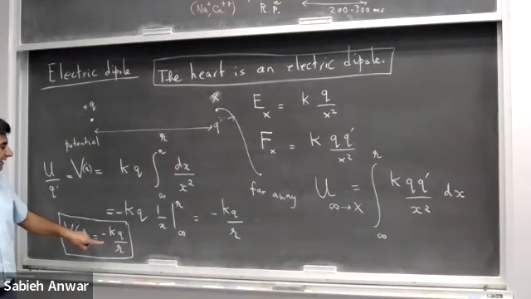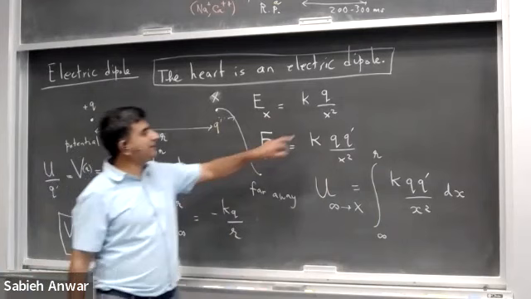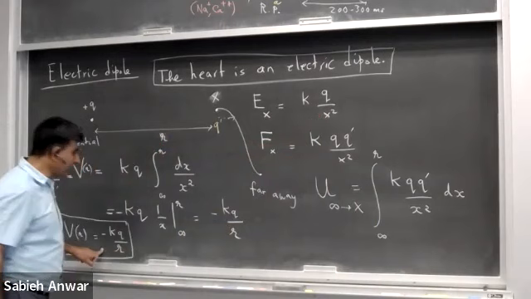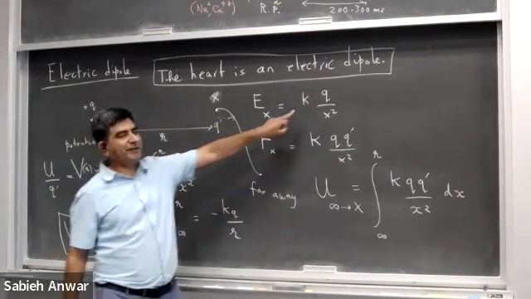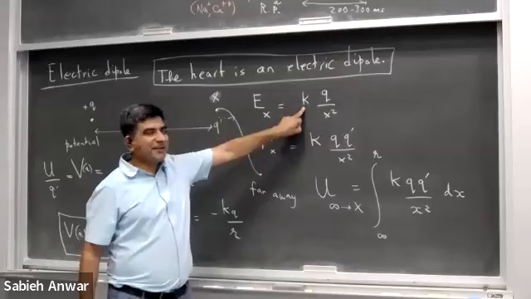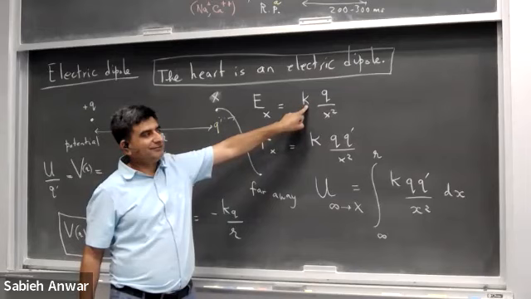What is the dependence here on the distance from the charge? It's a 1 over R dependence. And the electric field is 1 over R squared. So if I take the derivative of this potential, KQ over R, I will get this formula here. So the electric field is the derivative of the potential. Got it?